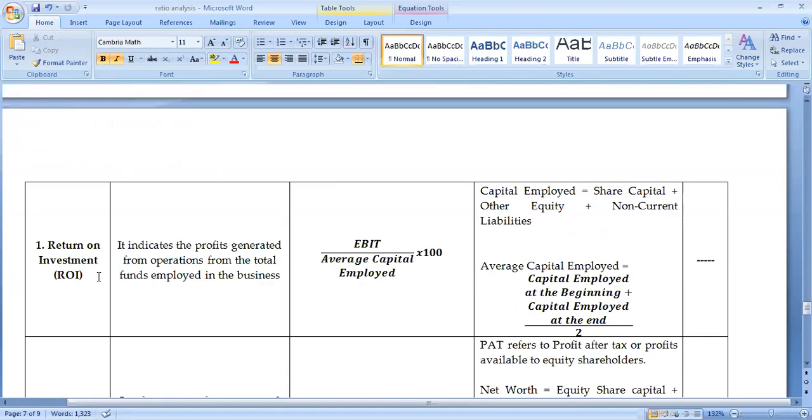First is return on investment. It indicates the profit generated from operations from the total funds employed in the business. So EBIT will be compared with the average capital employed, multiplied by 100. So what is actually the capital employed? Capital employed at the beginning and capital employed at the end will be taken into consideration. So capital employed will be equal to share capital.